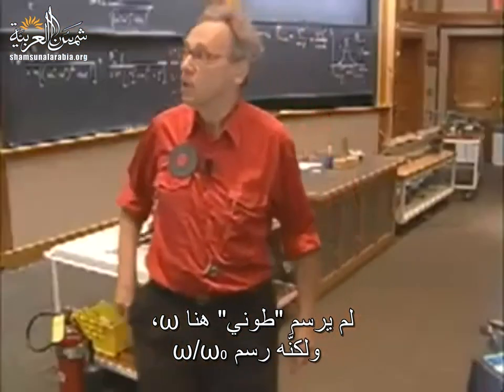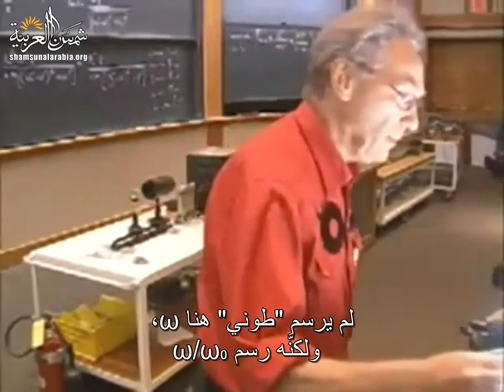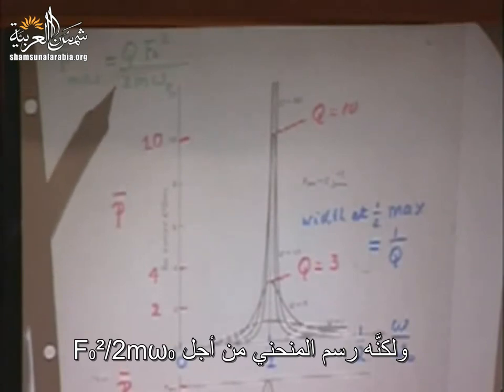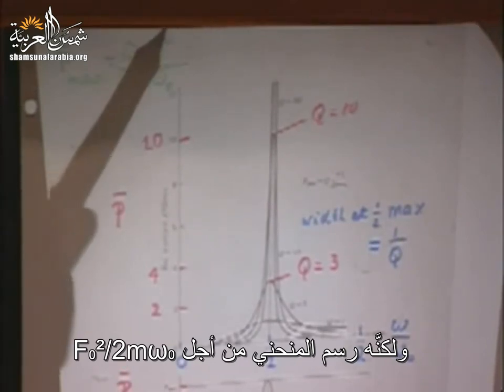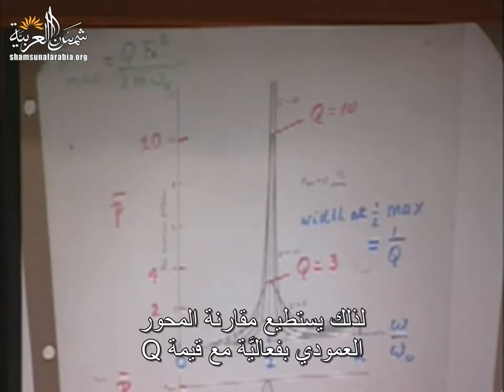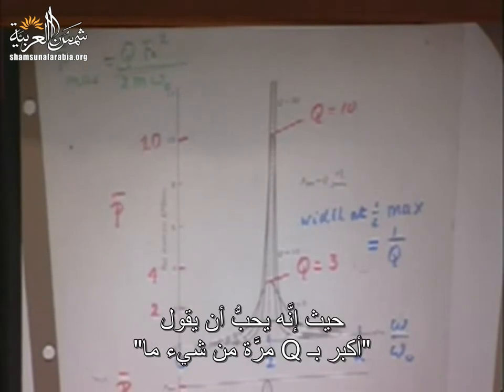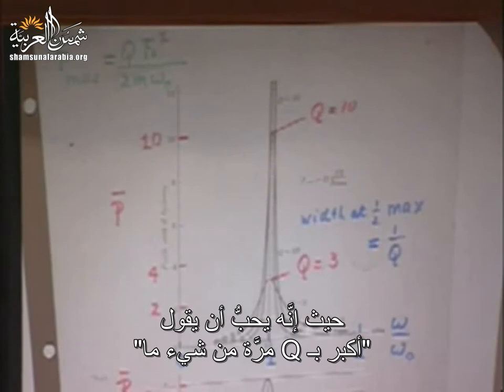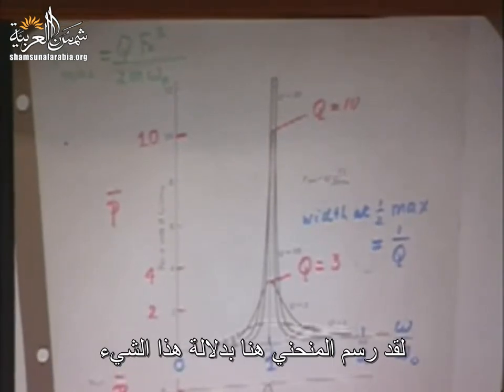What Tony does here, he plots not omega, but he plots omega divided by omega 0. So that means the resonance is at 1. And he doesn't plot the average value for P here, but he plots it in strange units, in the unit F0 squared divided by 2m omega 0. So now he effectively can compare the vertical axis with the Q value, because he likes the fact that it is Q times higher than something. And he has plotted this in terms of that something.